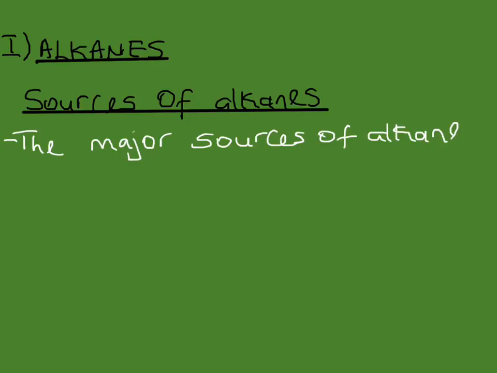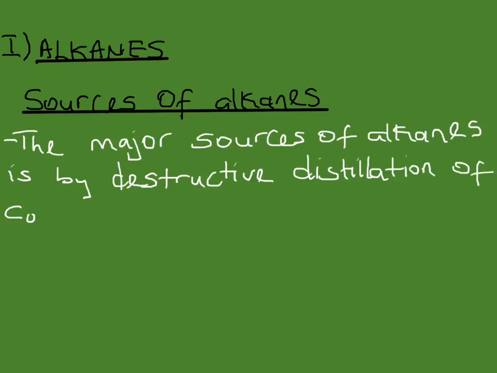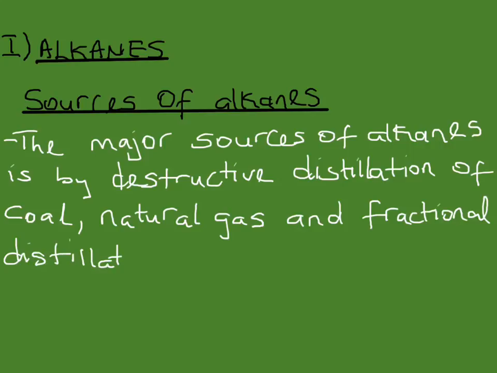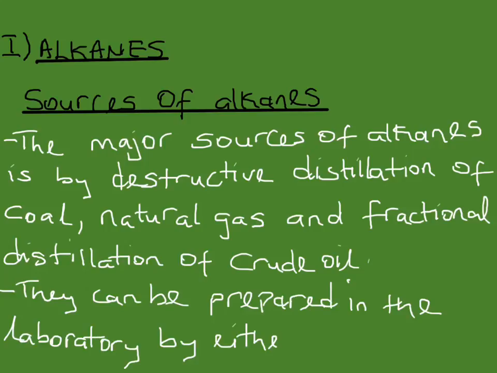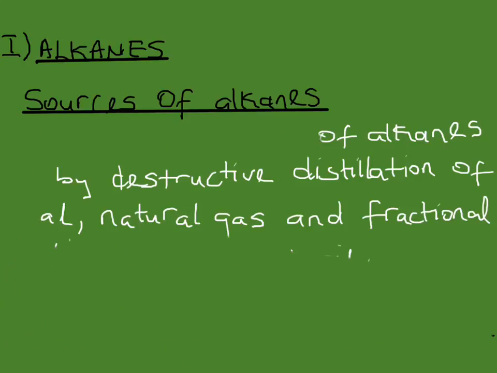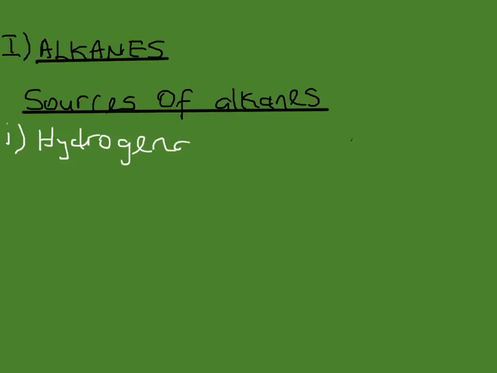The major sources of alkanes are destructive distillation of coal, natural gas, and fractional distillation of crude oil. They can be prepared in the laboratory by either addition or substitution mechanisms. The first method we're going to look at for obtaining alkanes from the lab is hydrogenation of alkenes, that is addition of hydrogen to alkenes.